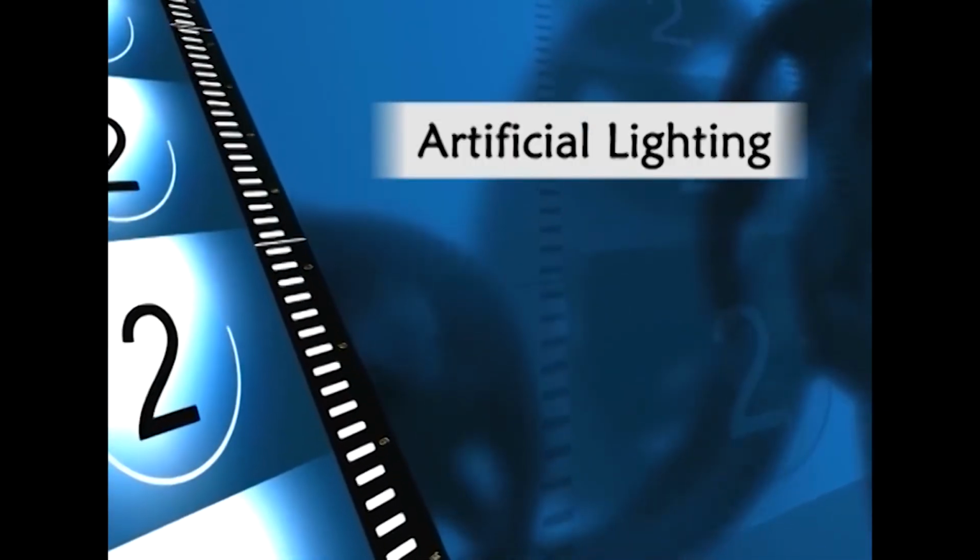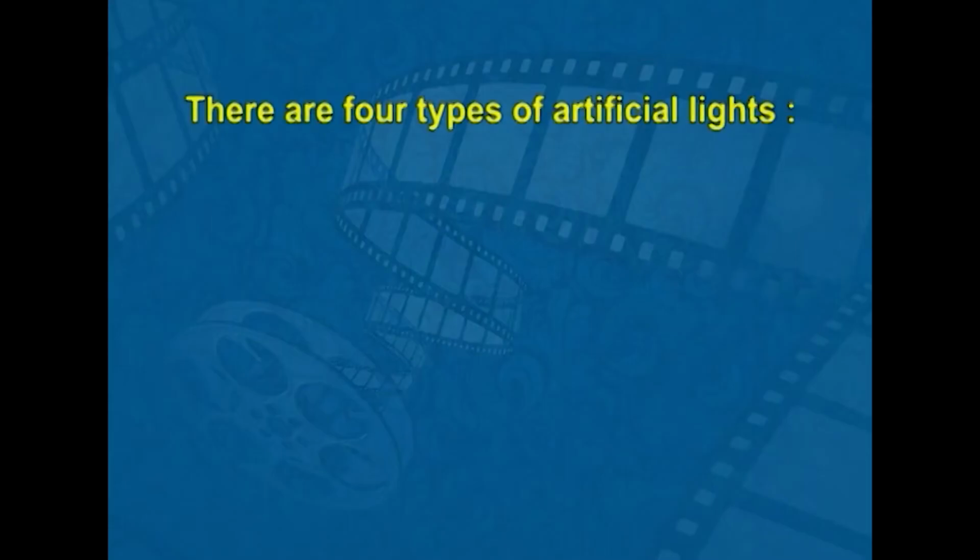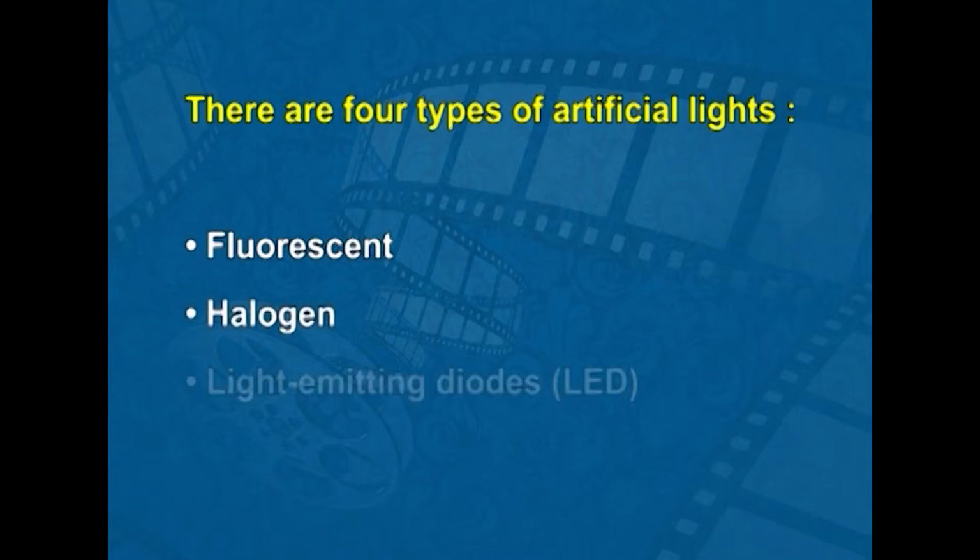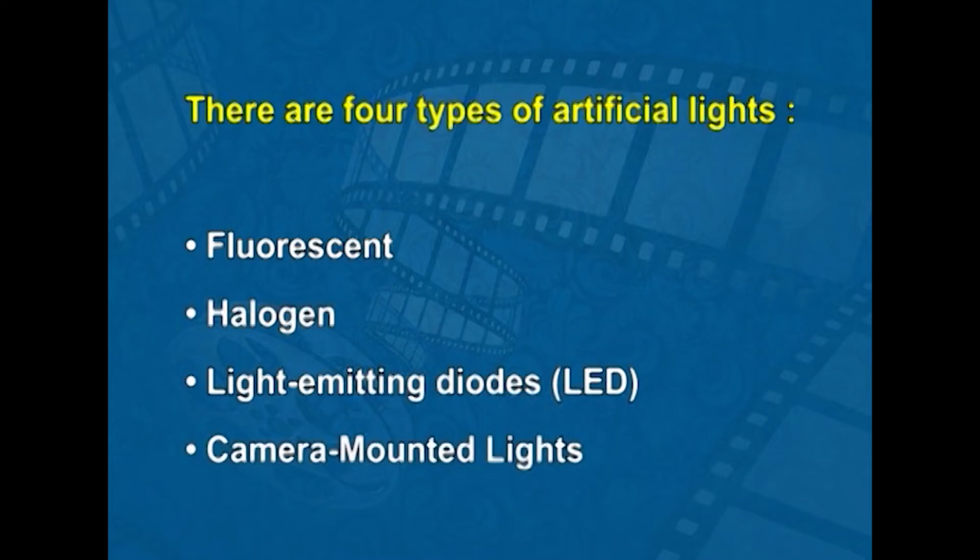Next, artificial lighting. There are four main types of artificial lights: fluorescent lights, halogen lights, light emitting diodes, that is LED, and camera mounted lights.